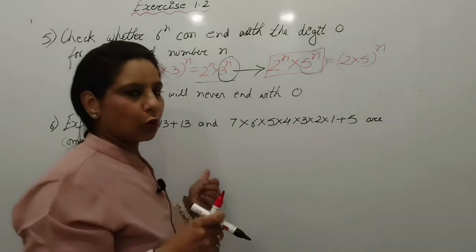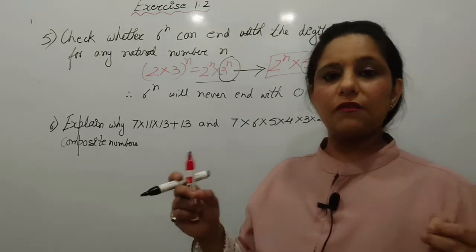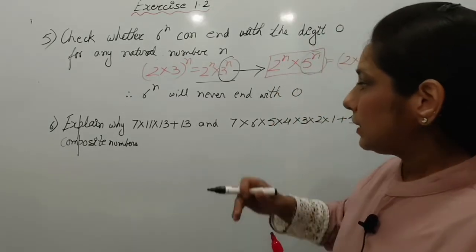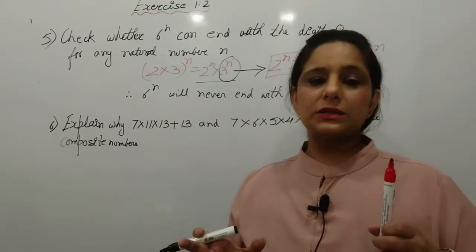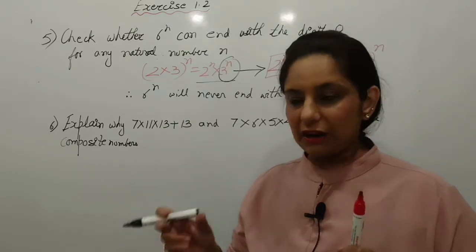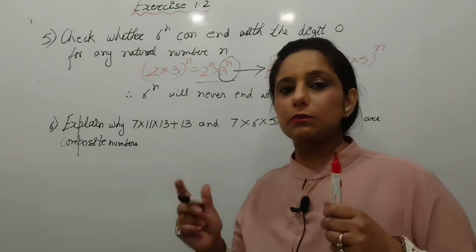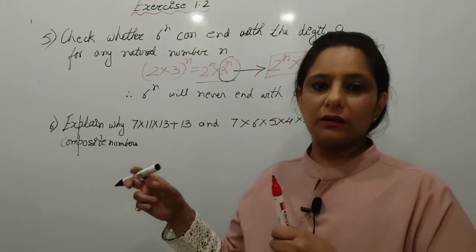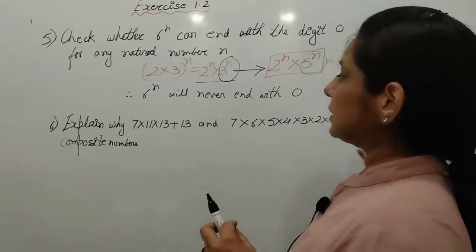Before moving forward, I will explain again the definition of prime numbers and the definition of composite numbers. I told this in the last class also. The prime numbers are the numbers which have only 2 factors, one is 1 and the other is the number itself. And the composite numbers are the numbers which have more than 2 factors. More than 2 factors means 1, the number itself and any other factor; they become composite numbers. So we have to prove that these numbers are composite.